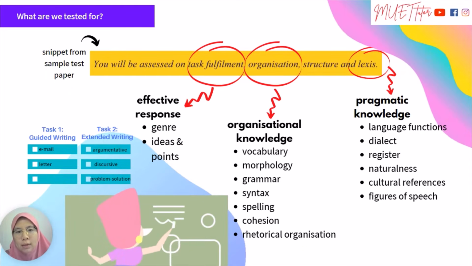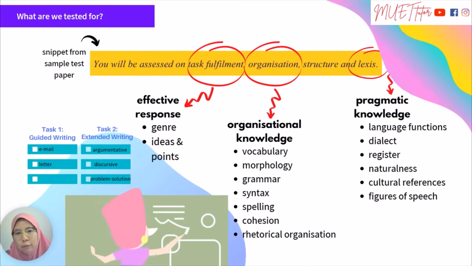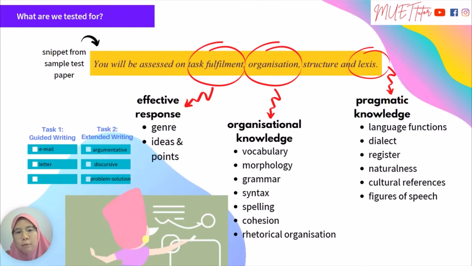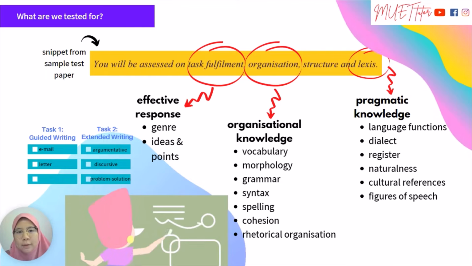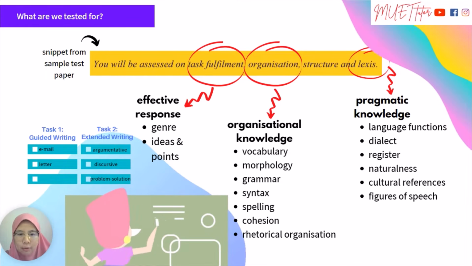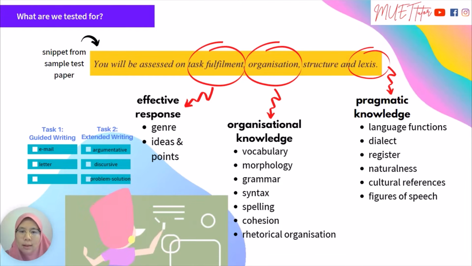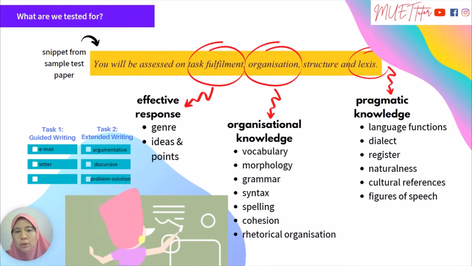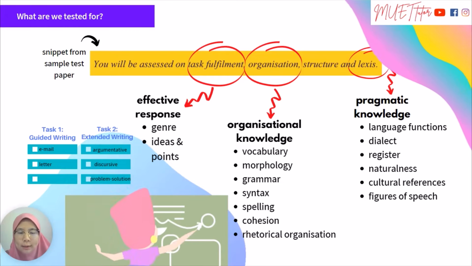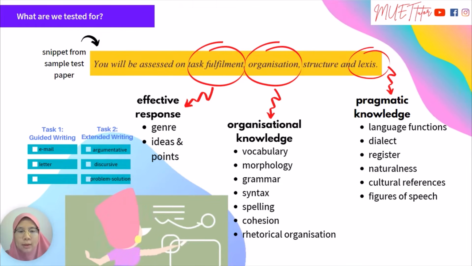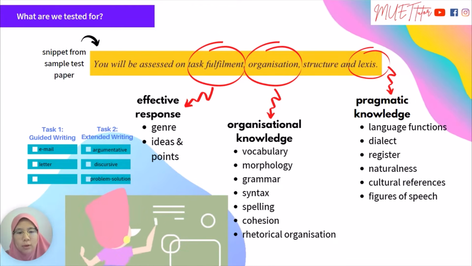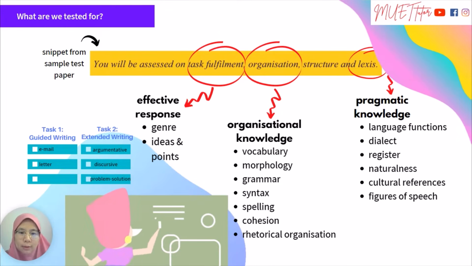First, they'll be looking at your ability to fulfill the task, mainly whether you're using the right type of format or genre. For example, in Task 1, whether you're writing in a letter format or email format. And then in Task 2, are you using an argumentative, discursive, or problem solution essay? And then they'll look at whether you offer enough ideas and relevant points, and whether you are mature in your response.